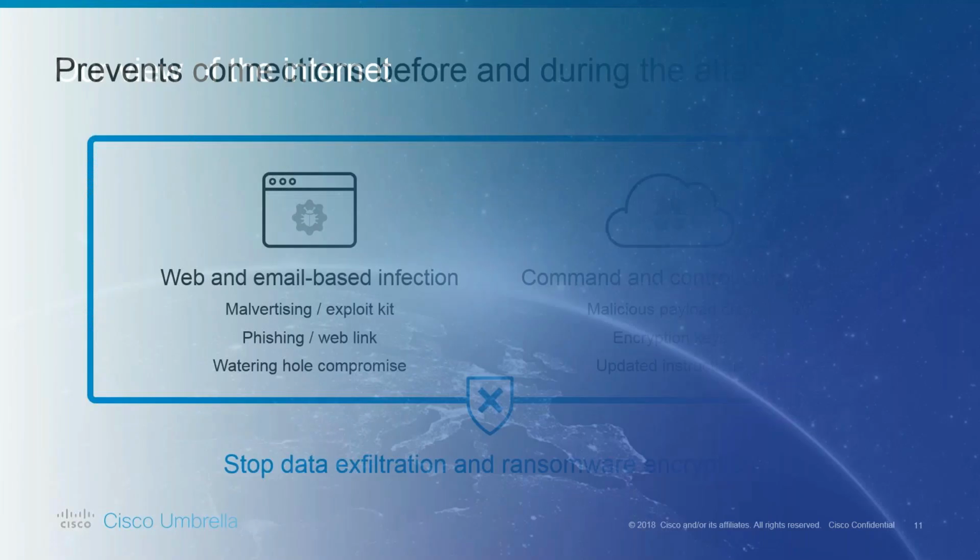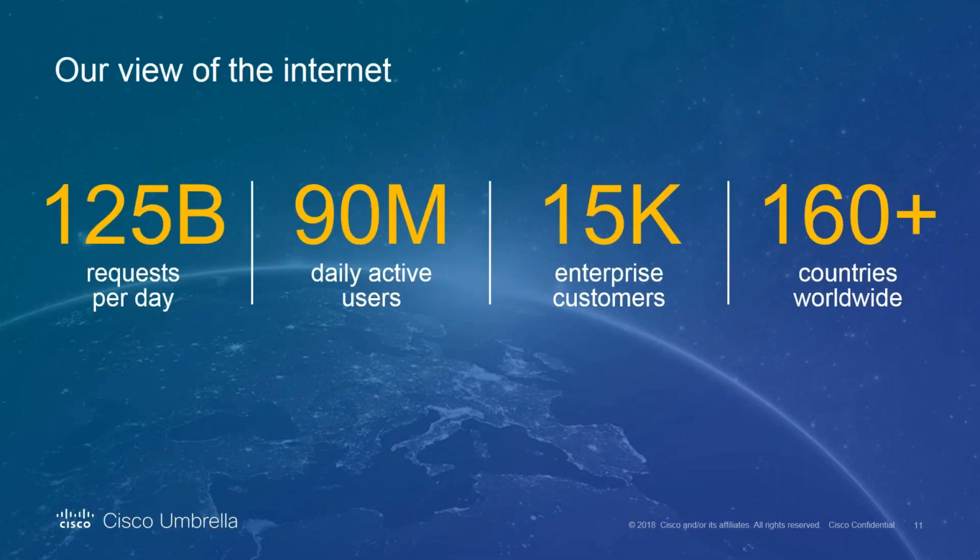So just some numbers. These keep going up and up all the time. Umbrella sees 125 billion requests per day. I think it's just one underneath Google. Umbrella was OpenDNS, so it's got a huge base from many years back. You see 15,000. It is going up and up all the time.